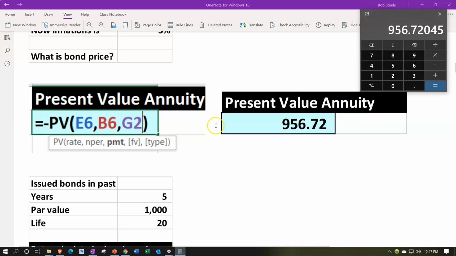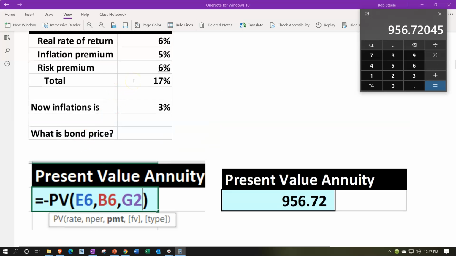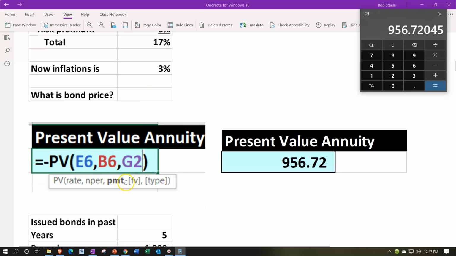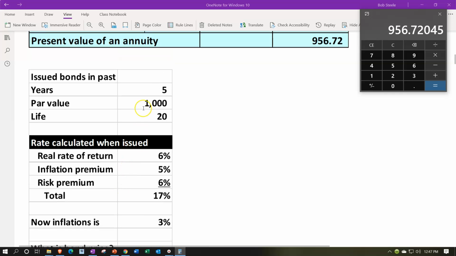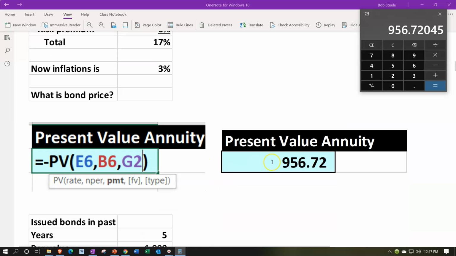So we can also do this with the Excel function, which would look something like this. Present value, then the rate. The rate is going to be that 17%. That would be the market rate, which is the same as the rate on the bond for this first calculation. And then the number of periods, that's going to be then 20. Then comma, and the payment amount would then be the 1,000 times the 17%, or in other words, the 170 we got up top. That also gives us the 956.72, this way being the easy way.